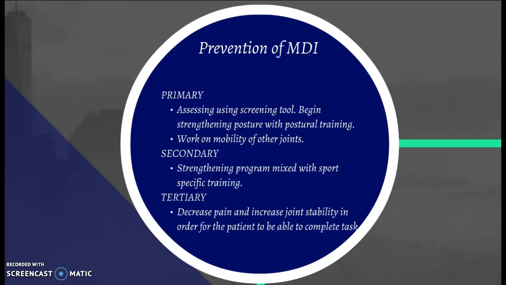A secondary prevention program would be that they are showing beginning signs of pain or stability issues, and we would begin a strengthening program mixed with specific sports training. And then a tertiary prevention program would look at an athlete who already has all of the symptoms and is symptomatic for multidirectional instability. We would try to decrease pain, increase joint stability with strengthening exercises in order for the patient to complete their everyday tasks and slowly work them back into sport.